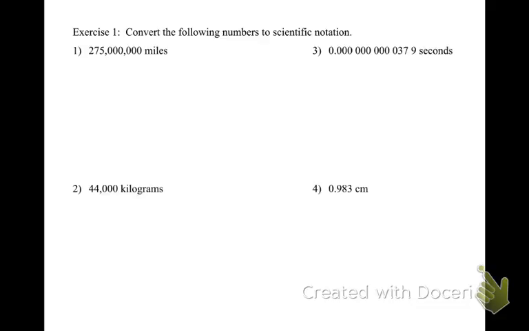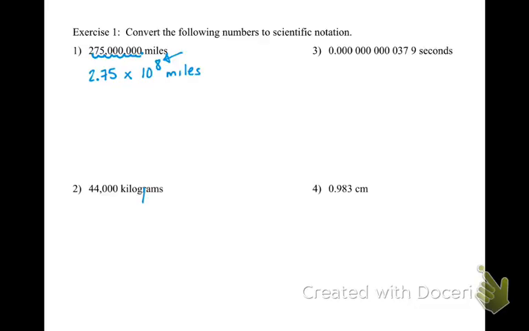So let's convert the following into scientific notation. Here we have quite a large number, 275 million miles. The decimal is not present, so we're going to place it at the end. We're going to move the decimal 1, 2, 3, 4, 5, 6, 7, 8 places, so that we now have 2.75 times 10 to the 8th miles. Again, our exponent is positive because the number we're dealing with is large.